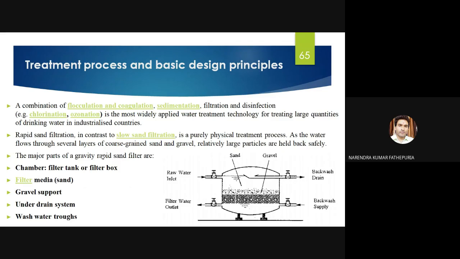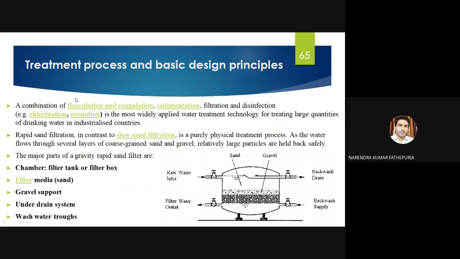Treatment process and basic design principles: if you see the rapid sand filter as well as the slow sand filters, what process will be happening inside? A combination of flocculation and coagulation, sedimentation, filtration and disinfection. Like this, you will be moving.